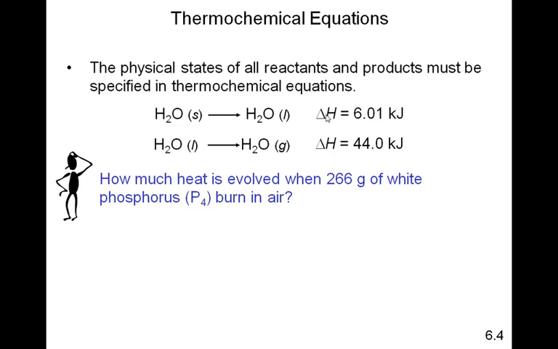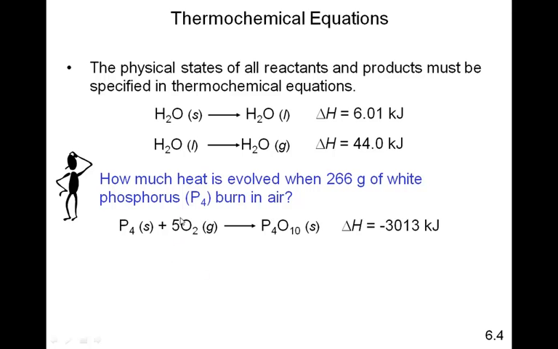Here's an example. How much heat is evolved when 266 grams of white phosphorus, P4, burn in air? Well, first we need the balanced chemical equation with the delta H, therefore making it the thermochemical equation. And remember, it says that for every 1 mole of P4 that burns, 3,013 kilojoules of energy are being released.